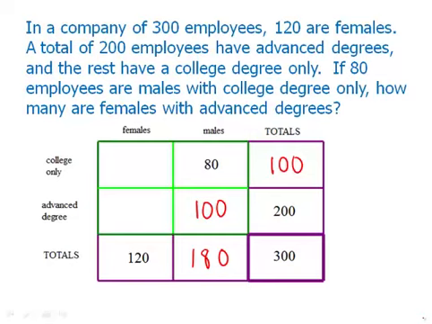Well, now look across the advanced degree category. We have blank plus 100 equals 200. So clearly, this has to be 100 also. There must be 100 females with advanced degrees. That's the answer for which we're looking.